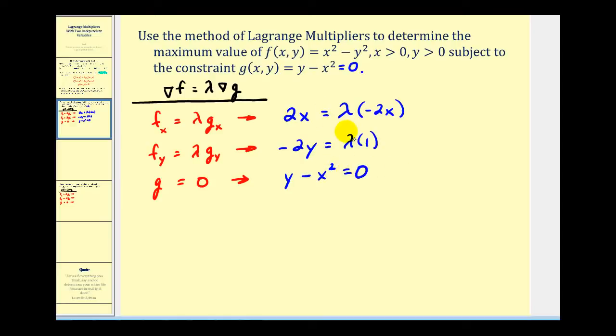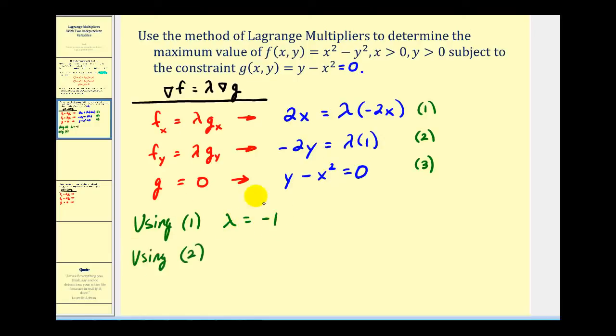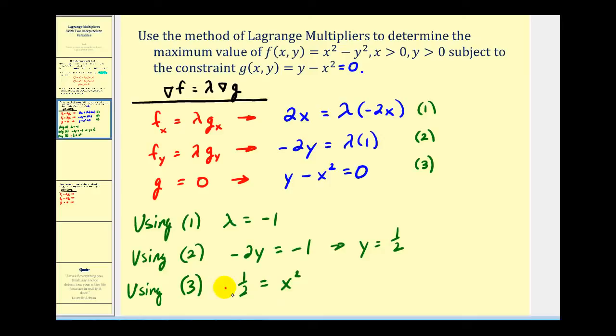Now let's see if we can solve this system. By using equation 1, if we divide both sides by negative 2x, well, 2x divided by negative 2x would be negative 1, so lambda would be equal to negative 1. So now using equation 2, if lambda is equal to negative 1, we're going to have negative 2y is equal to negative 1. Well, if we divide both sides by negative 2, we know that y is equal to 1/2. And then finally, using equation 3, if y is equal to 1/2, we'll have 1/2. Let's go ahead and move the x squared over. We'll have 1/2 equals x squared. Square root both sides of the equation. And we have x equals plus or minus 1 over the square root of 2.